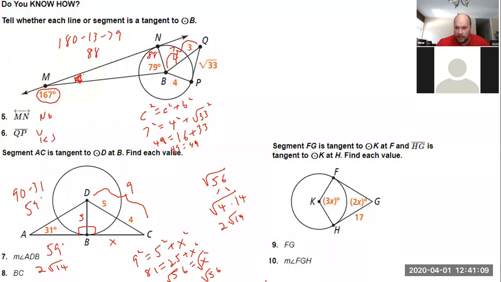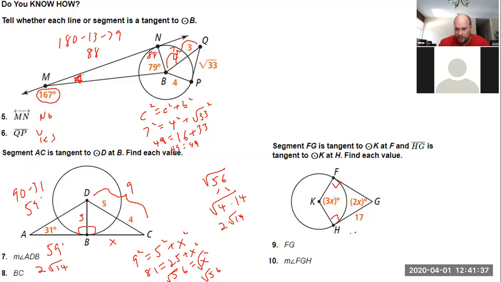All right. On the last one here, we have segment FG is tangent to circle K. So we have 2 tangents instead. Find the value of each of those. Well, if we know that both of those are tangents, so these are both right angles, which means that those 2 are a total of 180. The whole thing has to be 360, so subtract those off. These 2 then would have to be 180 as well together.